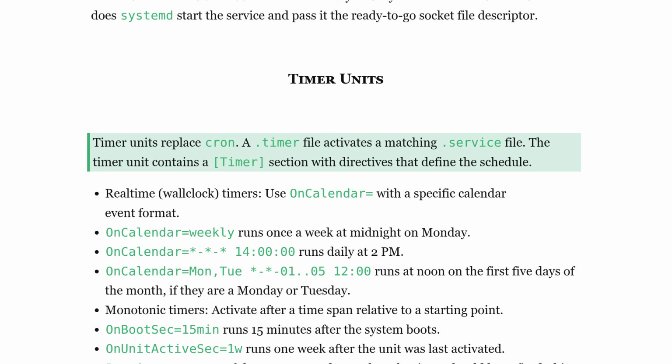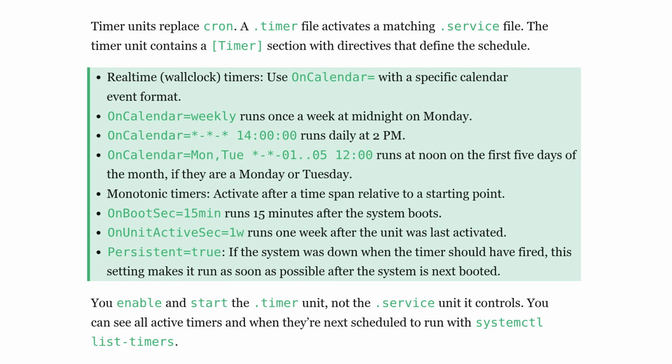The timer unit contains a [Timer] section with directives that define the schedule. Real-time, wall clock timers use OnCalendar with a specific calendar event format. OnCalendar=weekly runs once a week at midnight on Monday. OnCalendar=*-*-* 14:00:00 runs daily at 2 p.m. OnCalendar=Mon,Tue *-*-01..05 12:00:00 runs at noon on the first 5 days of the month, if they are a Monday or Tuesday.